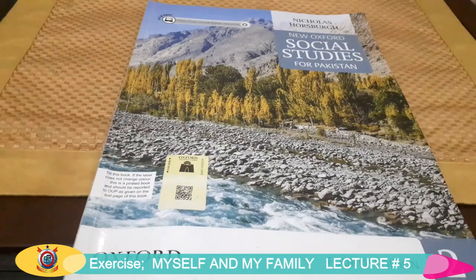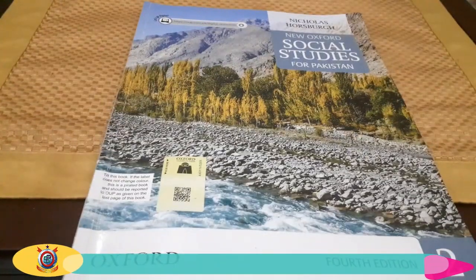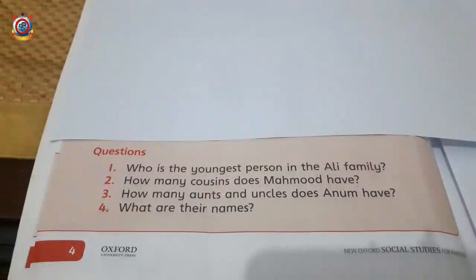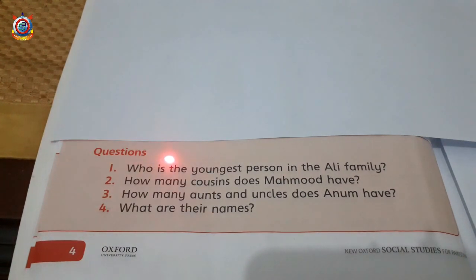As you know, we have discussed the topics of unit number 1, which was about myself and families. And today we will write the questions and answers of unit number 1. So open your book, page number 4. Okay, students, this is page number 4 and these are the questions. We have 4 questions in this unit, which is unit number 1.